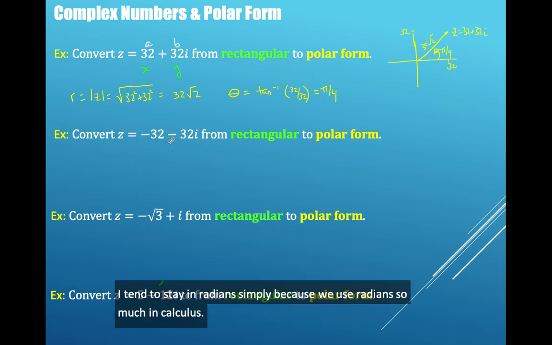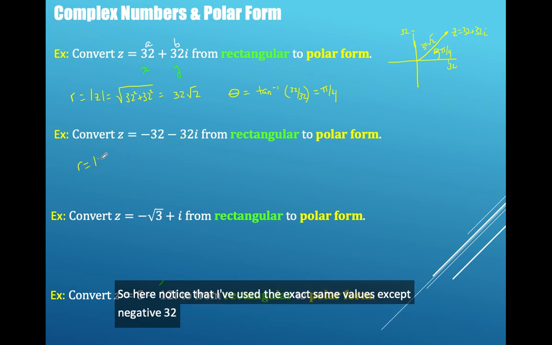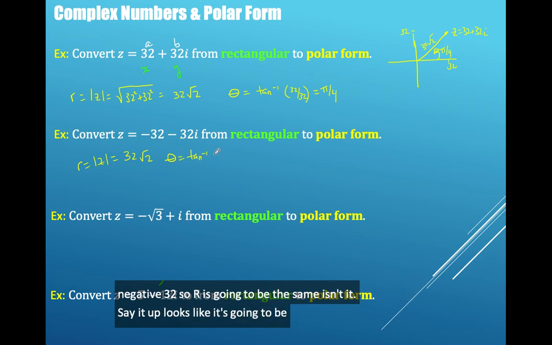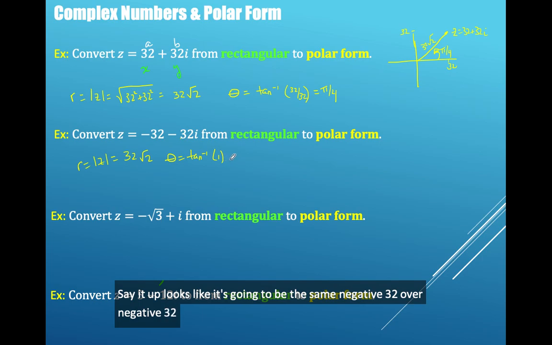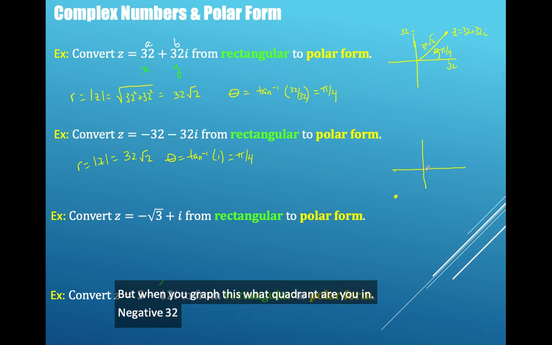So here, notice that I've used the exact same values, except negatized 32. So r is going to be the same, isn't it? Theta looks like it's going to be the same. Negative 32 over negative 32 is asking for the inverse tangent of 1, which is pi over 4. But when you graph this, what quadrant are you in? Negative 32 and negative 32, you are in quadrant 3.